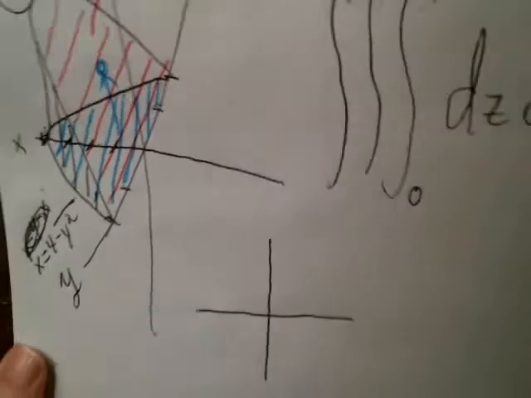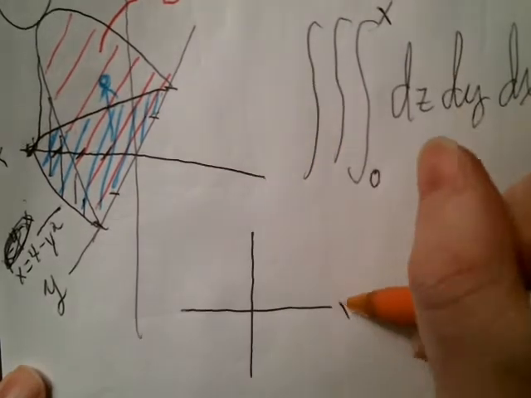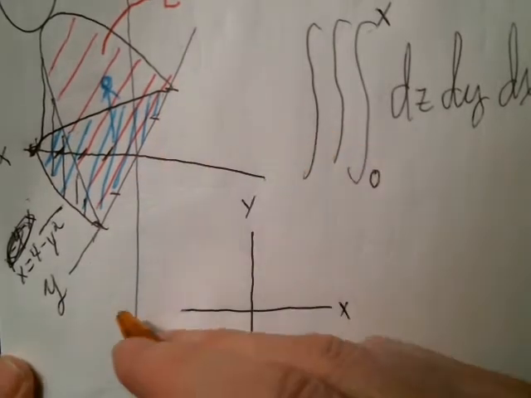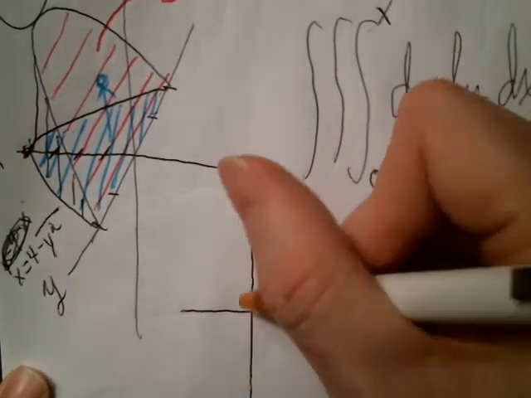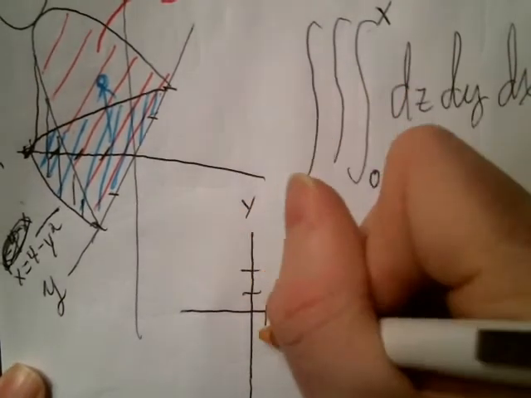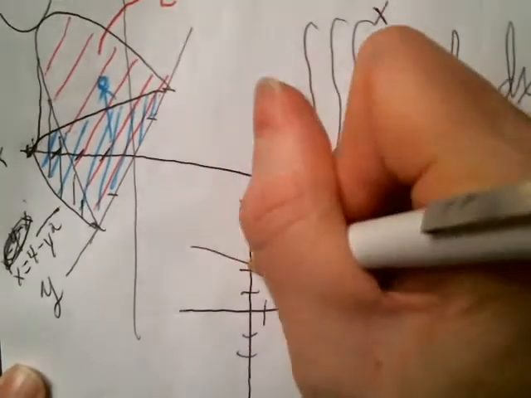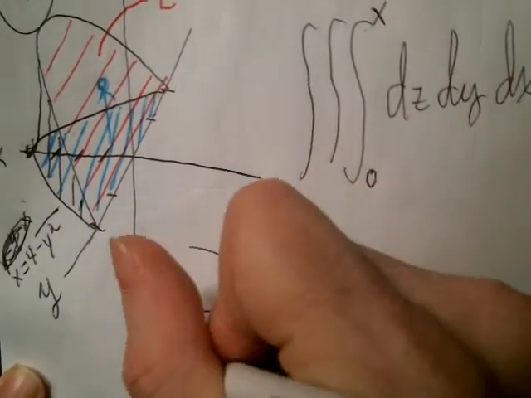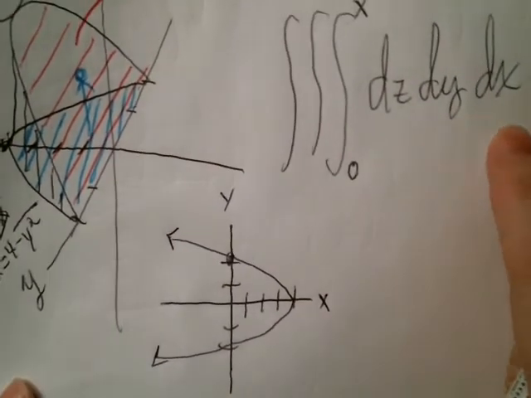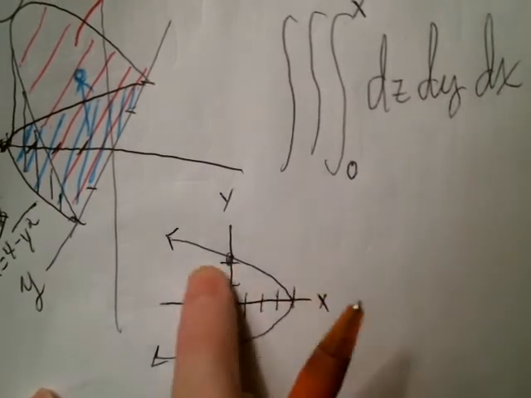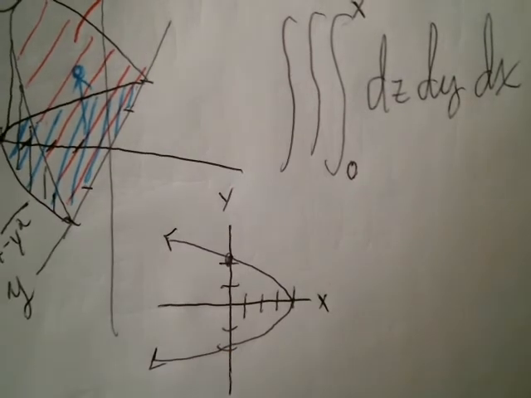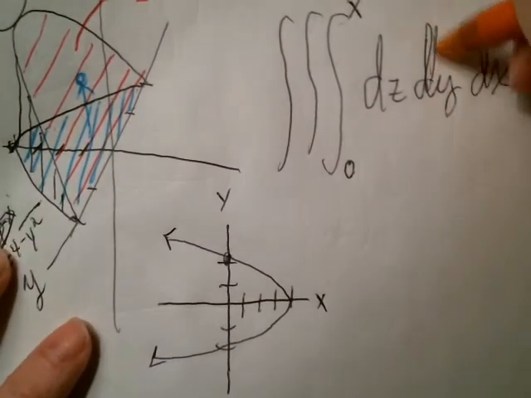Okay, so in the xy plane, we have this figure, x equals 4 minus y squared, which is this curve here. We have to do some rotating and stuff to get it into our traditional ordering. And then if we do dy dx, we're going to have to split this into two branches, right? Because this will be the top branch and this will be the bottom branch. So you know what? Let's not do dy dx. Let's do dx dy.